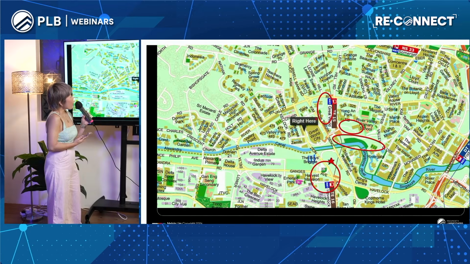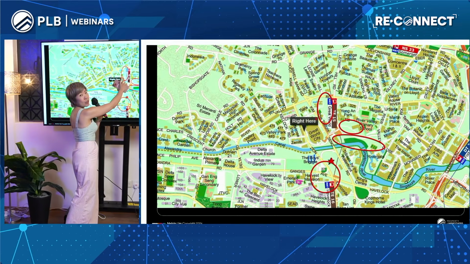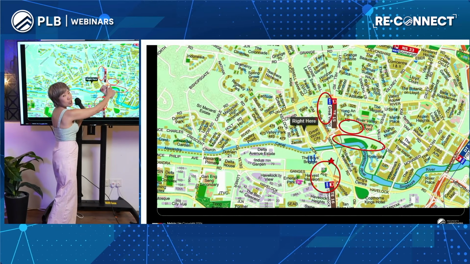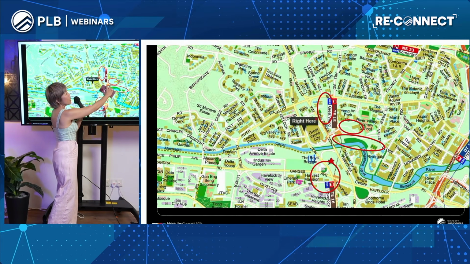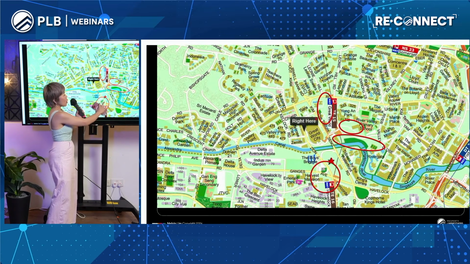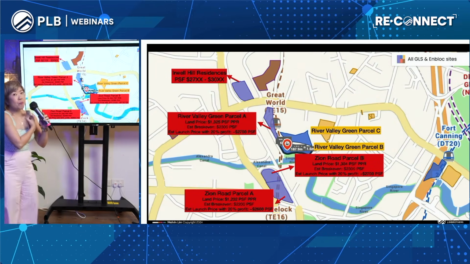So the 4 plots of land here are the River Valley Green plot of land, and then another plot which is the River Valley Green Parcel B. This is Parcel A and Parcel B. And we have the Zion Road 2 plots of land as well. This is Zion Road Parcel B and then Parcel A. So just take a look at the developer's land bid price.